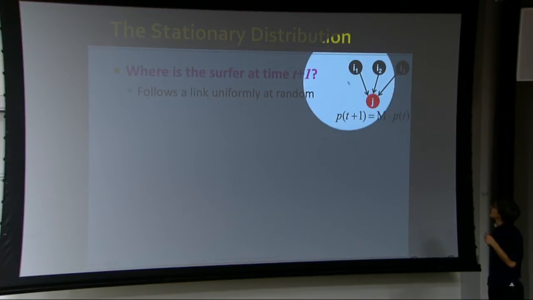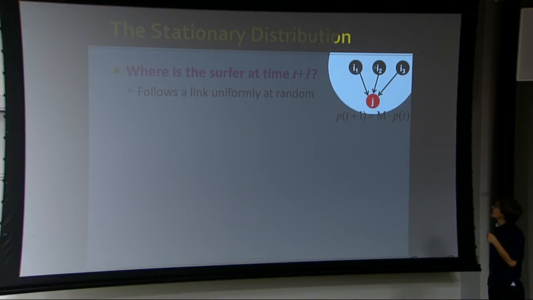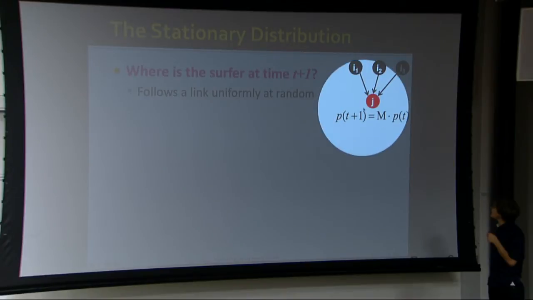So this means it will be whatever was the probability in the previous step that the surfer was at page I1, divided by the out degree of I1, plus the probability that in the previous step the surfer was at I2, divided by its out degree, and then plus the probability it was at I3 divided by the out degree of I3. That's the probability that the surfer is at page j, right?